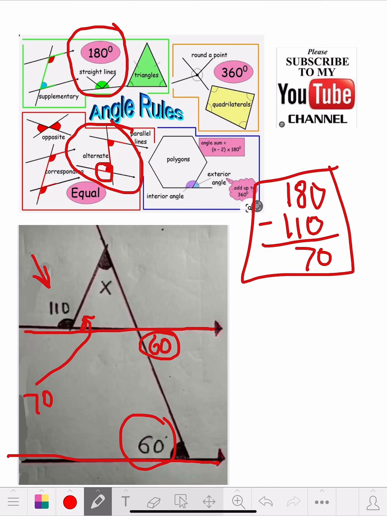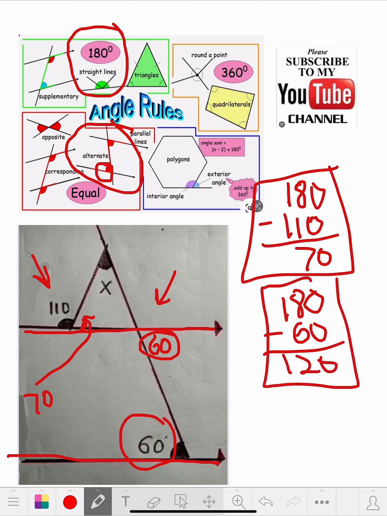Now remember the old straight line, right up the top there. If this is 60, what's this one? This is going to be 180 minus 60, or 120. So let's square that off and write 120 up there. That's what that one is going to be.